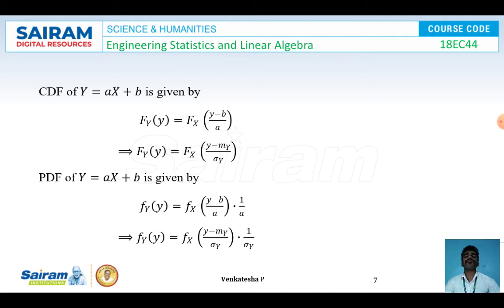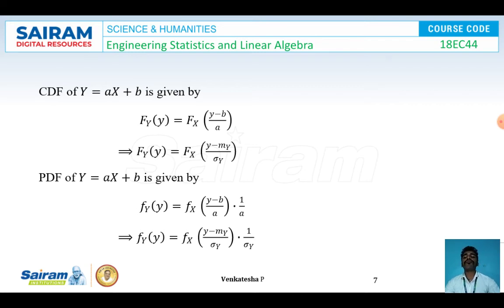So the CDF of y equal to ax plus b is given by the CDF function F_Y(y) is equal to F_X((y minus b) by a). I'll be replacing b is equal to mu_y and a is equal to sigma_y. So the expression will be F_Y(y) is equal to F_X((y minus mu_y) by sigma_y).